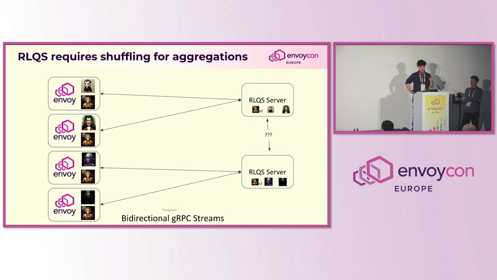And secondly, there's no sharding of the data from the Envoys to the RLQS servers. You end up having to shuffle all the data, the buckets and the counts, between the RLQS servers or to some shared storage like Redis, which is another fairly large set of data moving over the network.